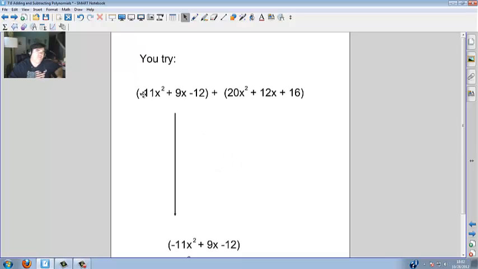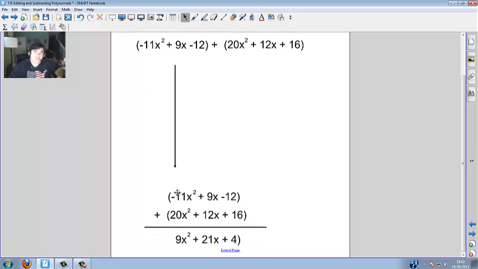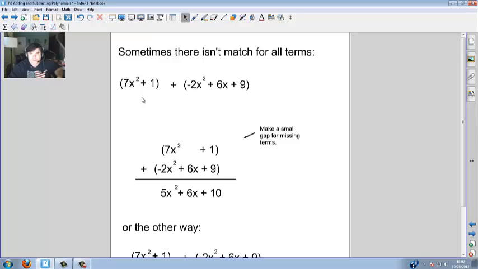You try, go ahead. Did you get the following? Notice how negative 11 and positive 20 make a positive 9. That's why the 9 is smaller, because you had to have a negative and positive. This became 21, and this became positive 4 because 16 is bigger than negative 12. Quick break.